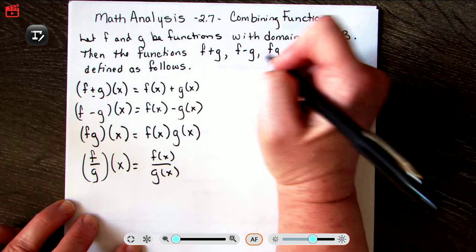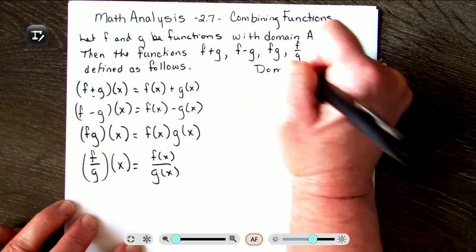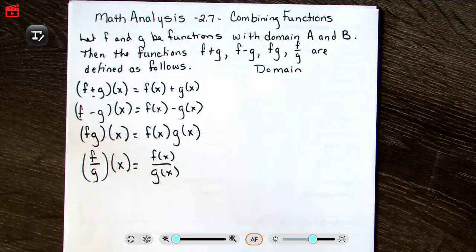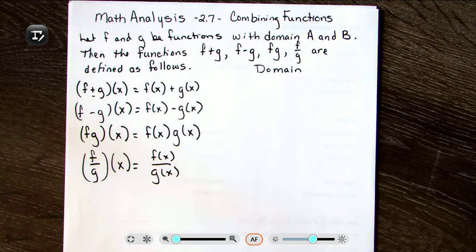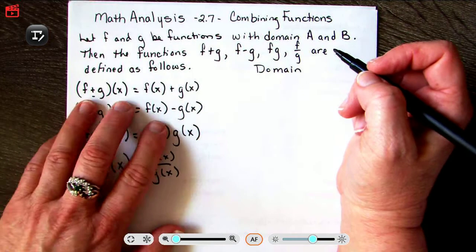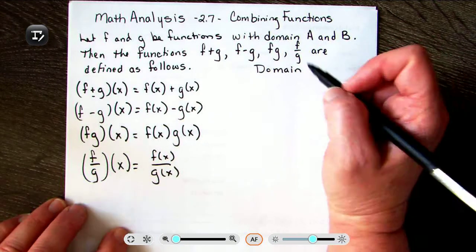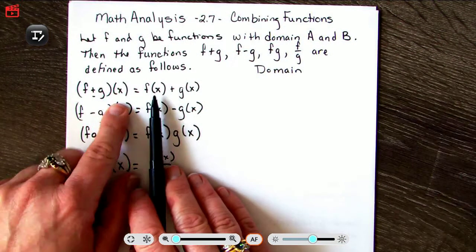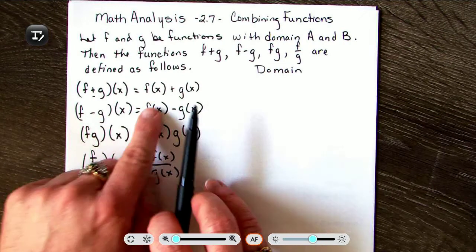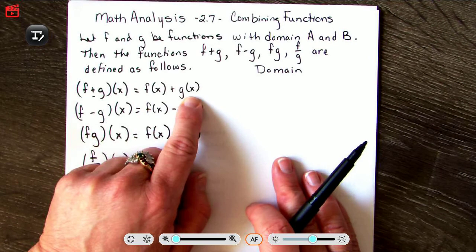Okay. We are going to talk about their domains. I did go a little bit quickly through that, but I think that those make sense. It's kind of intuitive. For the addition function, you would actually add the two functions together. The domain I want to think about is, in order for us to evaluate this, we need to be able to evaluate f, and we need to be able to evaluate g.